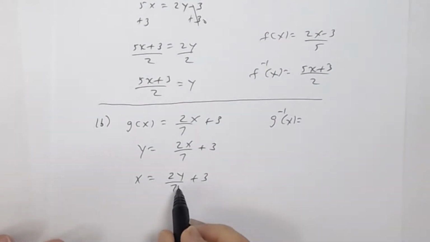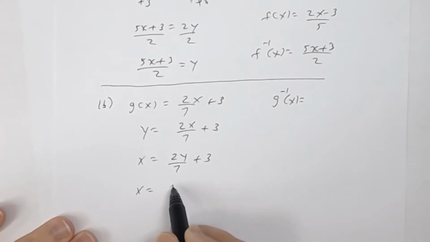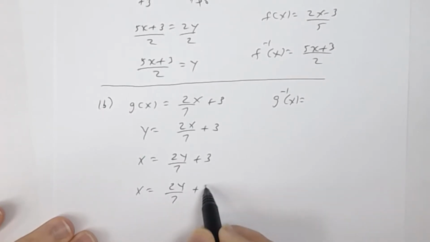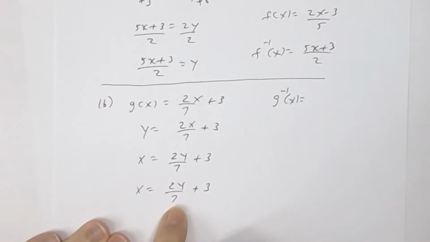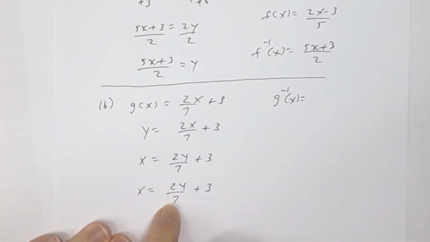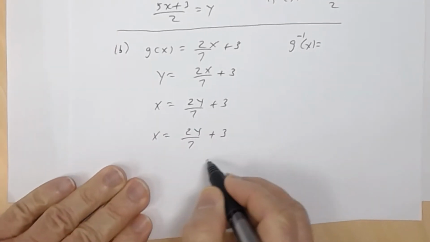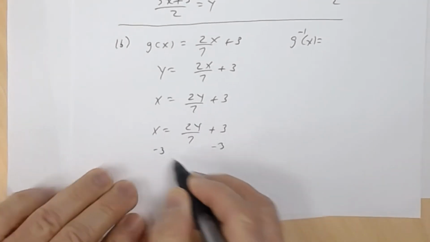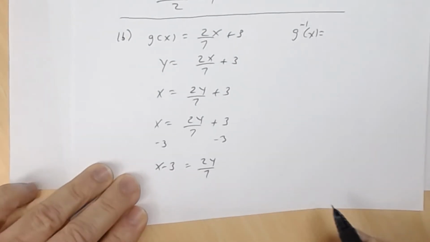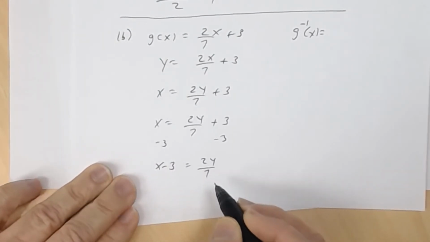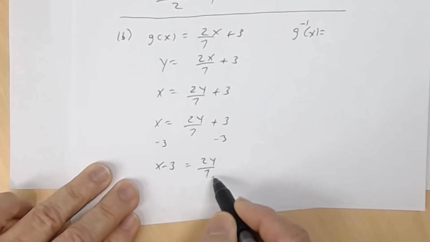Okay, so now we're going to solve for y. So I'm going to go ahead and rewrite this over. And here's the way I'm going to do this. First, don't deal with this fraction yet. Let's go ahead and subtract 3 first, which makes things a lot easier for us. So I'm going to subtract 3 from both sides. So I get x minus 3 equals 2y divided by 7.